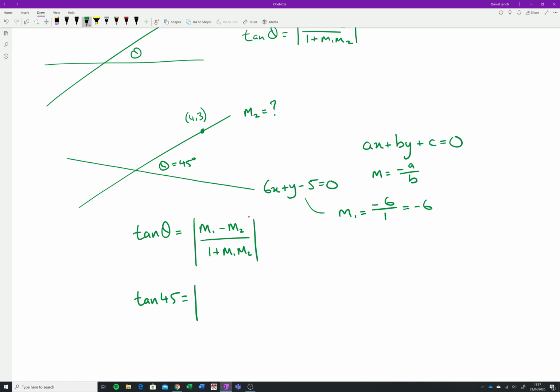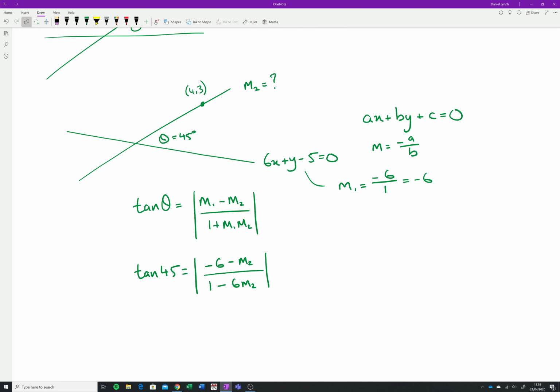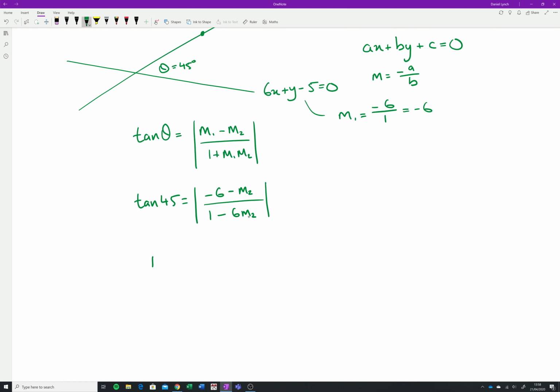So we can now use that inside of our equation down here. m1 is minus 6, minus m2, which we don't know, over 1, and then it's going to be added to minus 6 times m2, so that is just minus 6 m2. Tan 45 degrees, we should just figure out what tan 45 is. I'm pretty sure it's 1, and it is. So tan 45, we just type that into a calculator, is equal to (minus 6 minus m2) over (1 minus 6 m2). And we're going to be able to figure out what m2 is based on this.